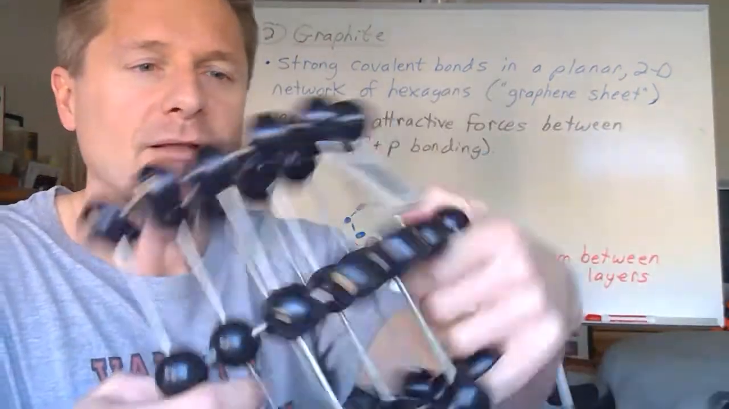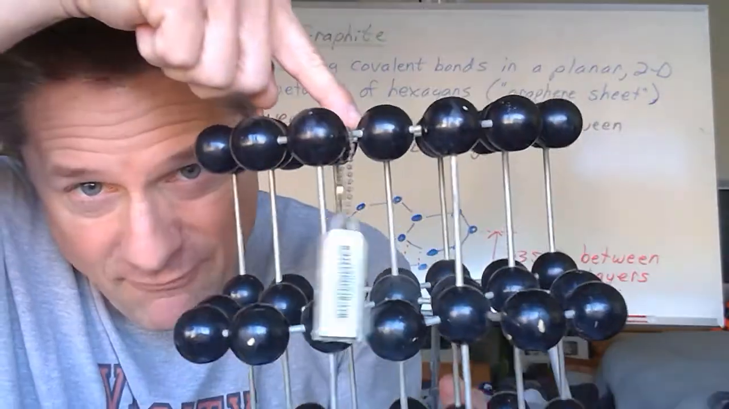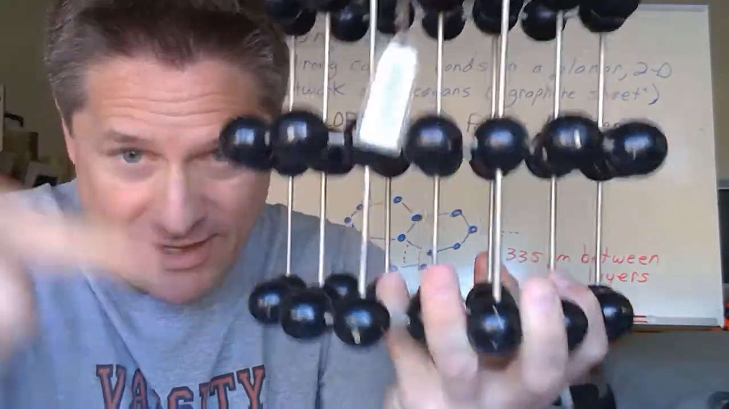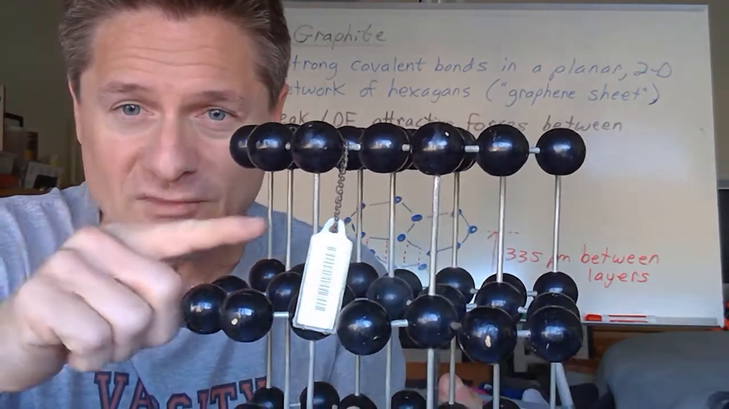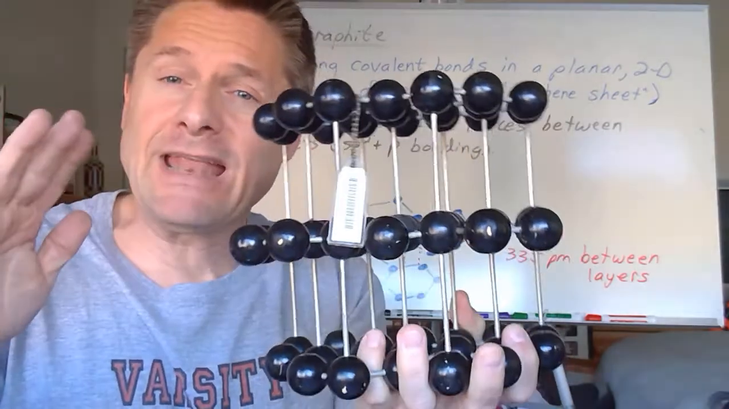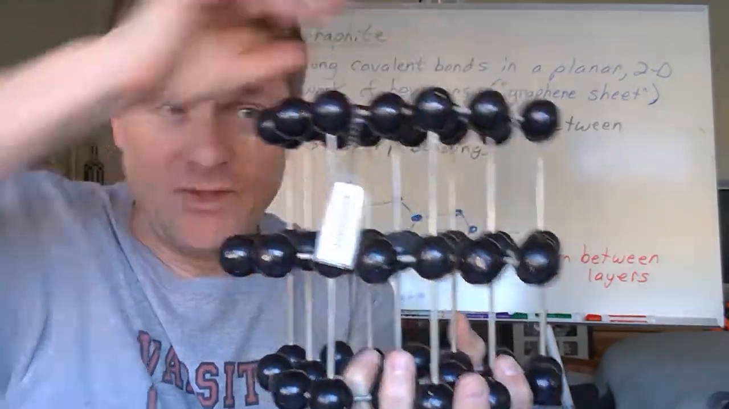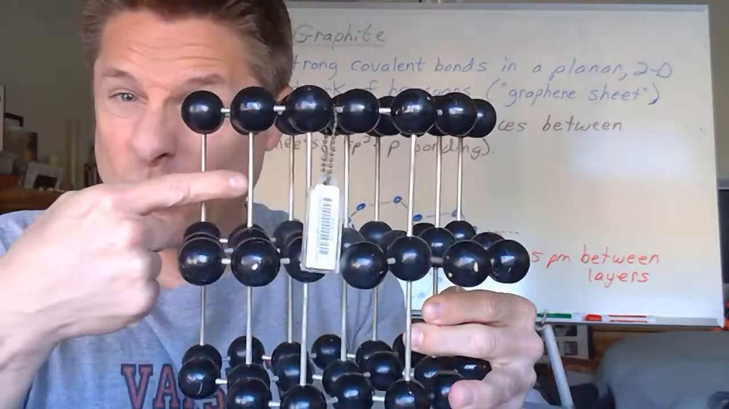Here's a model of it, right? Can you see the hexagons there? Hexagons, and that forms a layer. There's your graphene sheet, right? And then you've got another one here, and that just continues on with these weak little London dispersion forces between them, about 335 picometers. What makes this fascinating for the properties is, good luck trying to pull these apart. Those are strong covalent bonds, right? But these are weak intermolecular forces.